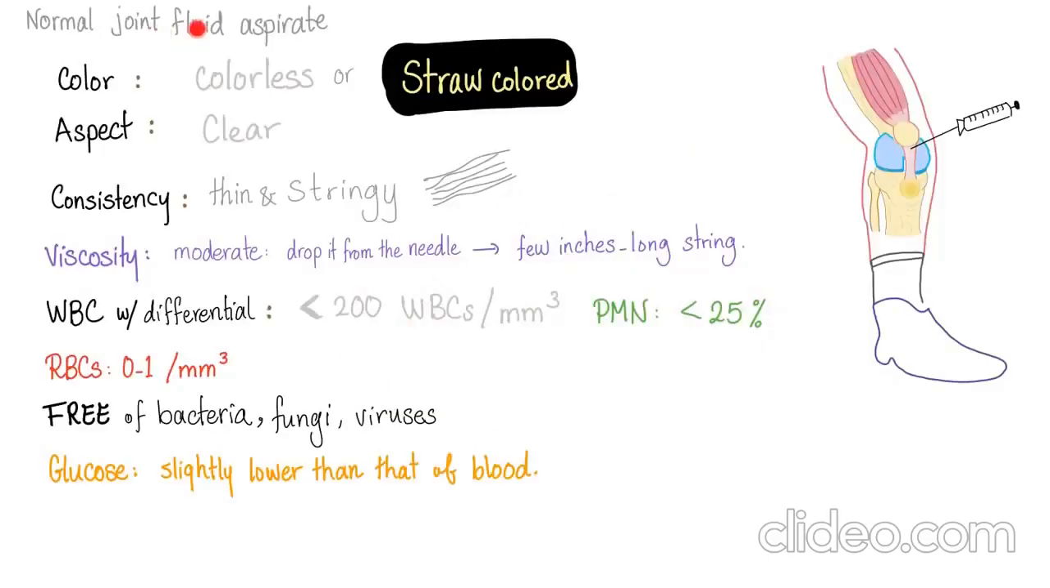So what does the normal look like in joint fluid aspiration? Color, it should be colorless or straw colored. Aspect or clarity, it should be clear. Consistency, thin and stringy. Viscosity, moderate. White blood cells, less than 200 white blood cells per cubic millimeter, and the neutrophils or the PMN should be less than 25%. Red blood cells, 0 to 1, free of bacteria, fungi, or viruses. Glucose, slightly lower than that of the blood.